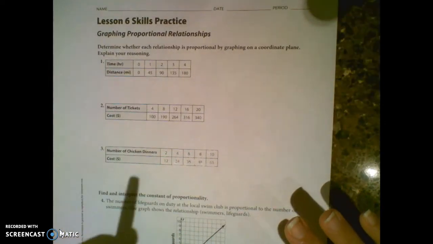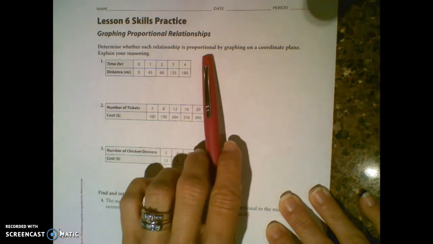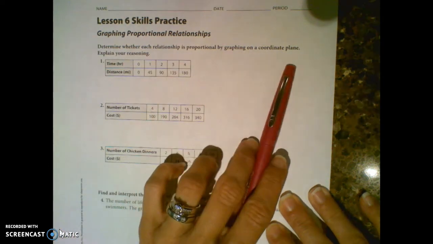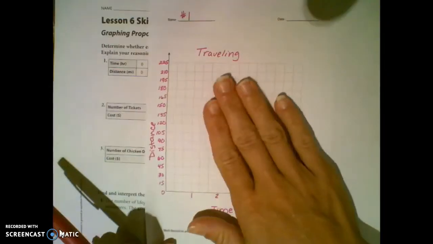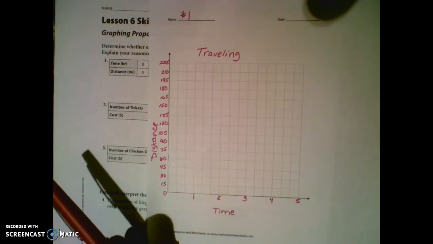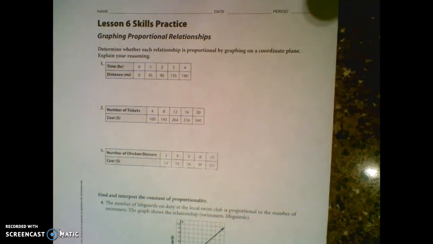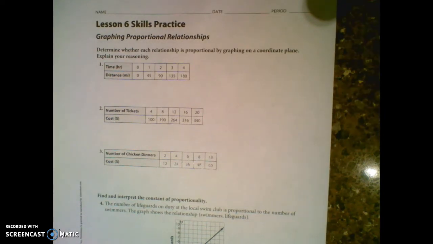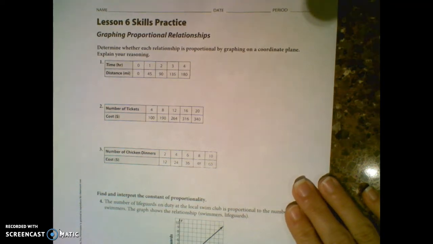Okay, here we go. So I'm looking at my companion worksheet and it says determine whether each relationship is proportional by graphing on a coordinate plane and explain your reasoning. So you're going to need to go ahead and draw just the first quadrant in your composition books when we get to that. Before we get into the graph portion, let's review what we already know about proportional relationships, looking at number one. Before I graph it, I can tell from the table if it is or is not proportional. So let's look at this.